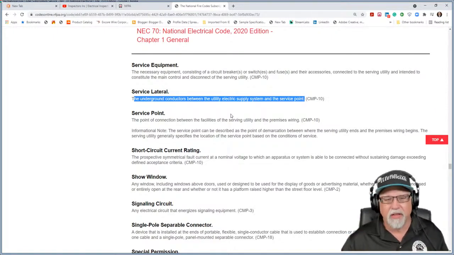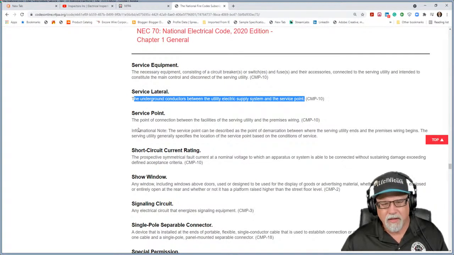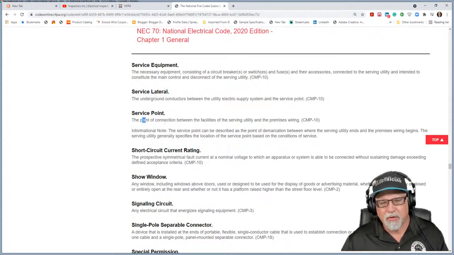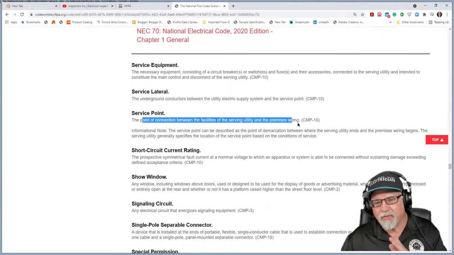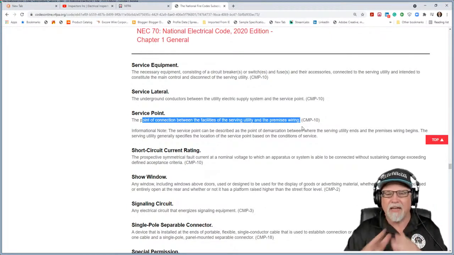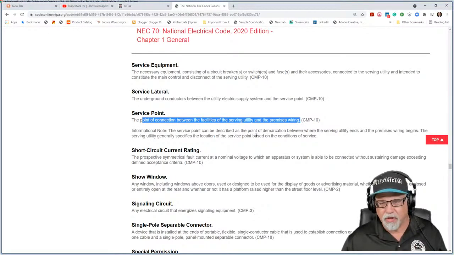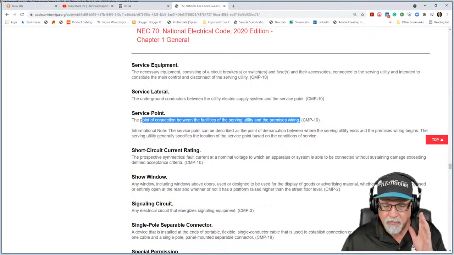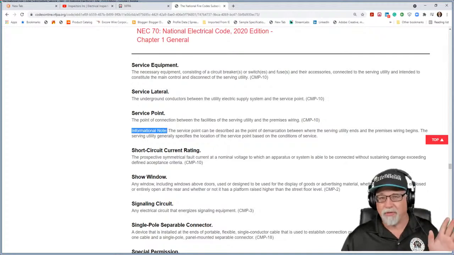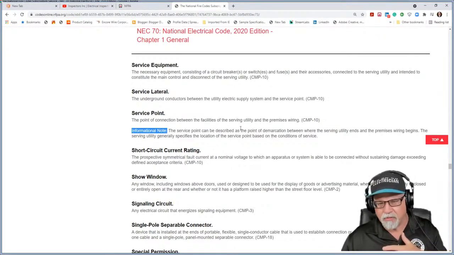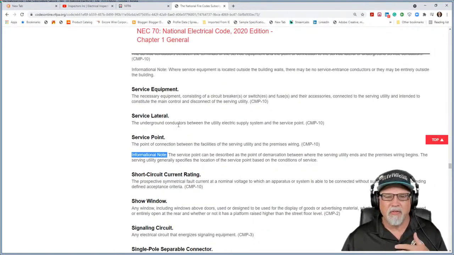Okay. So here's what the service point is. It's the point of the connection between the facilities of the servicing utility and the premise wiring. It's that line of demarcation, as it says right here in this informational note. And remember, informational notes are just information, and they're good information. But that's all it is. It's not enforceable. And it's just kind of giving you an explanation.